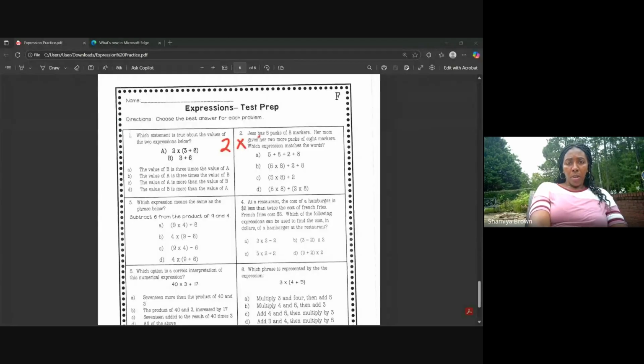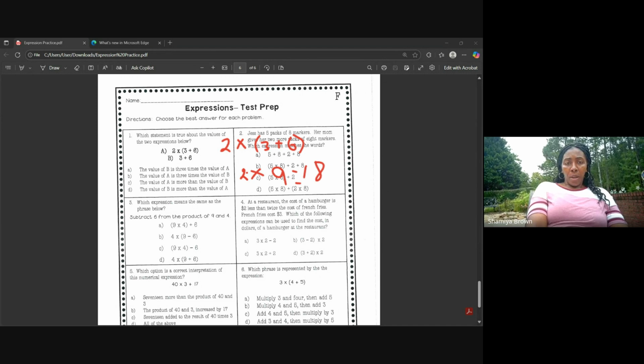2 times 3 plus 6. So I have to do 3 plus 6 first. That's going to give me 9. Then I need to do 2 times 9. I need to not do it so close to my words because I'm not going to be able to read it. So 2 times 9 is 18.